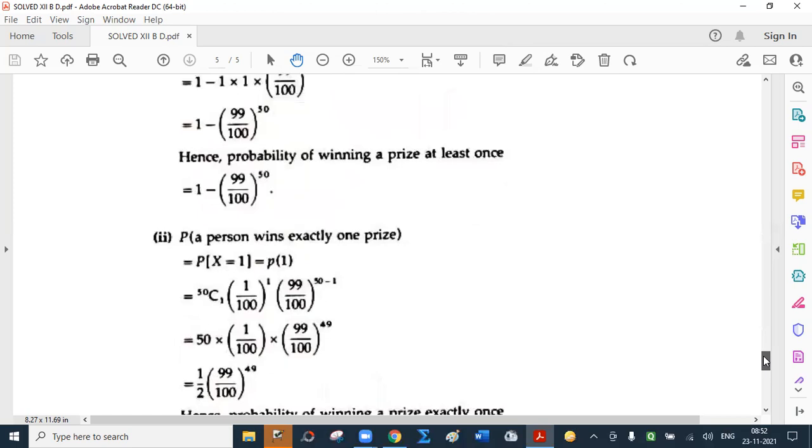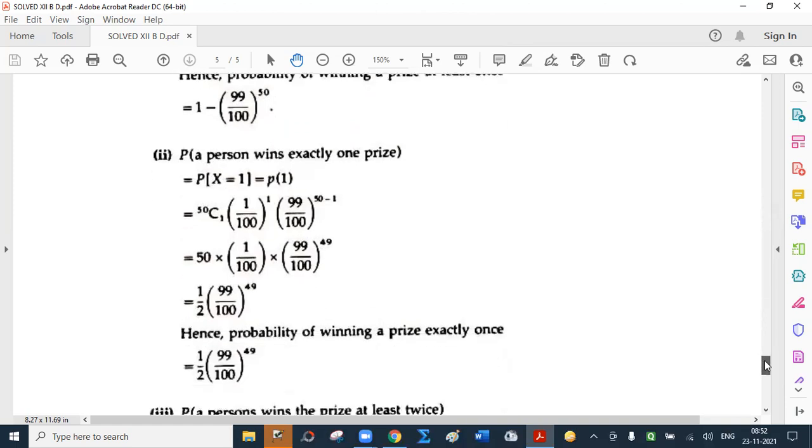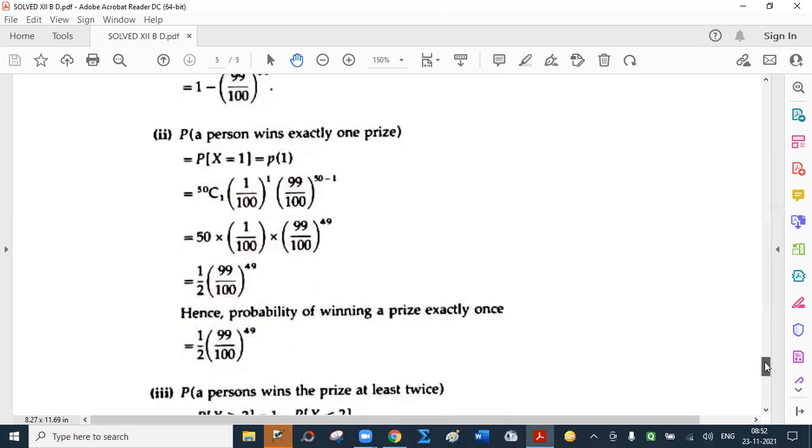Second, probability that a person wins exactly one prize. Simple. P of x equal to 1. 50C1 is 50. 1 upon 100 into 99 upon 100 raised to 49. Rearrange the terms. So 1 upon 2 into 99 upon 100 raised to 49. How come? See, they have 50. They have multiplied numerator and denominator by 2. So 100 upon 2, so this 100 gets cancelled. Good. So this is the final answer.